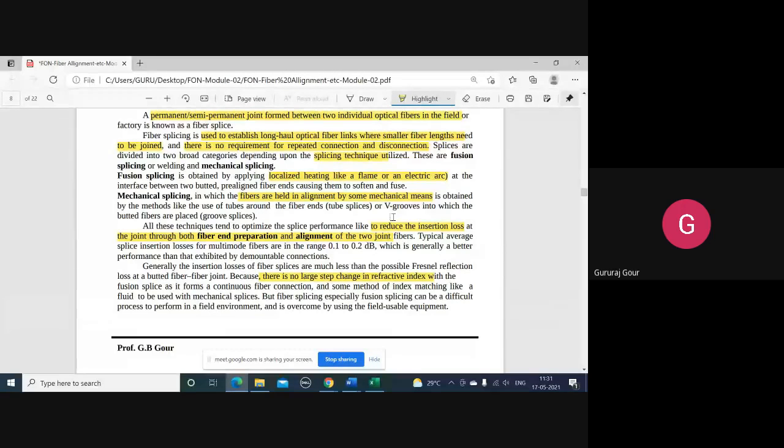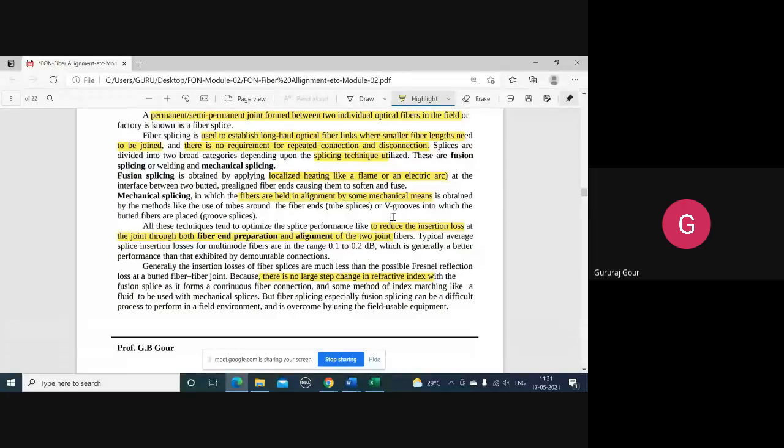If required, they will keep some index matching fluid inside that tubing, and from either end of the tube, left and right, they will insert the two ends of the fibers that we want to join, with some index matching fluid already kept at the center of that tubing. That's what is known as mechanical splicing.